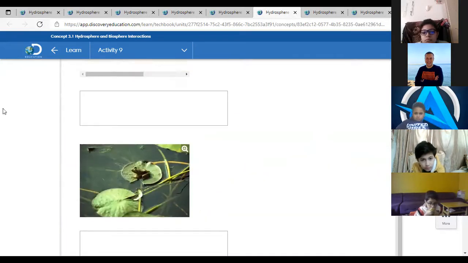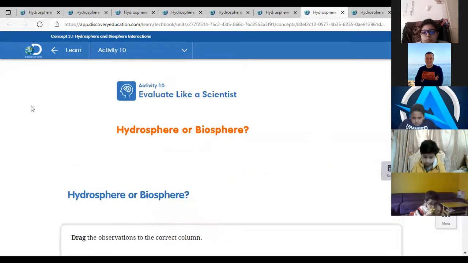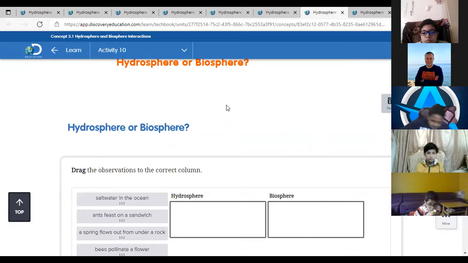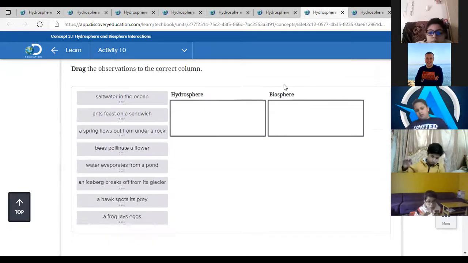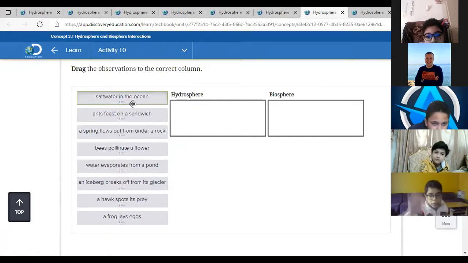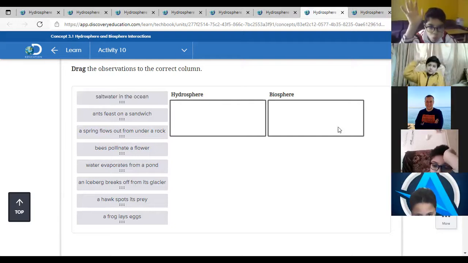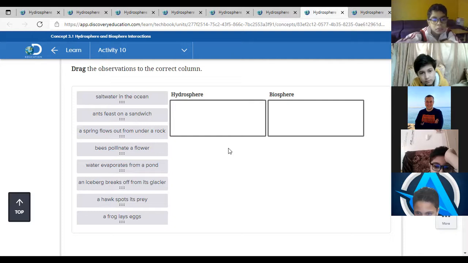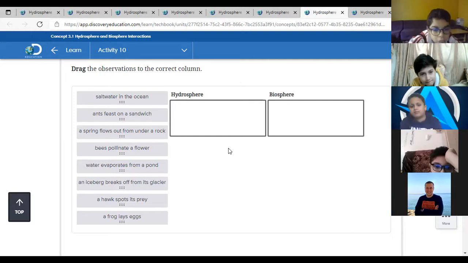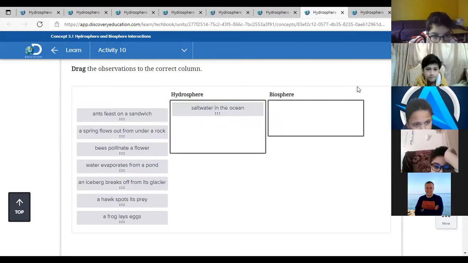Okay, then let's move to the next activity. This is activity number 10. It says hydrosphere or biosphere. I need you to pay attention, please. In this activity, we need to drag the observations to the correct column. The first one, salt water in the ocean. Mustafa, is it hydrosphere or biosphere? Hydrosphere. Excellent.